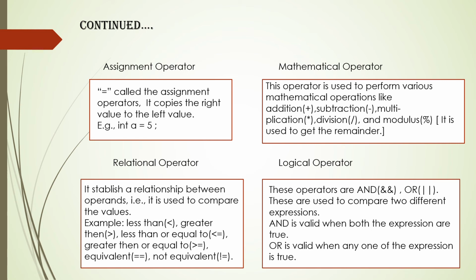Now next comes the logical operator. These operators are and, or. And is represented by double ampersand, and or is represented by two vertical parallel lines. See here, I have mentioned them in the brackets also. These operators are used to compare two different expressions. And is valid when both the expressions are true, and or is valid when either one of the expressions is true.